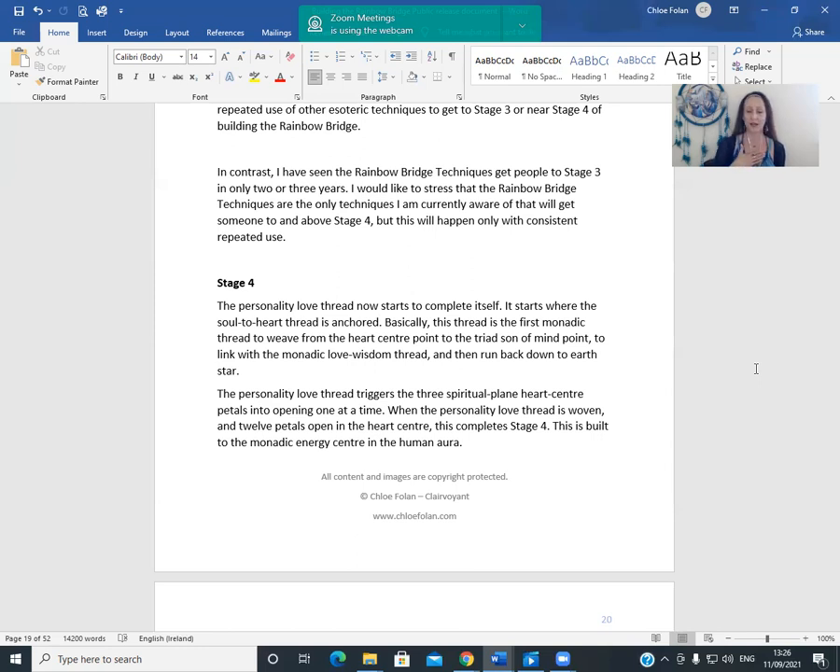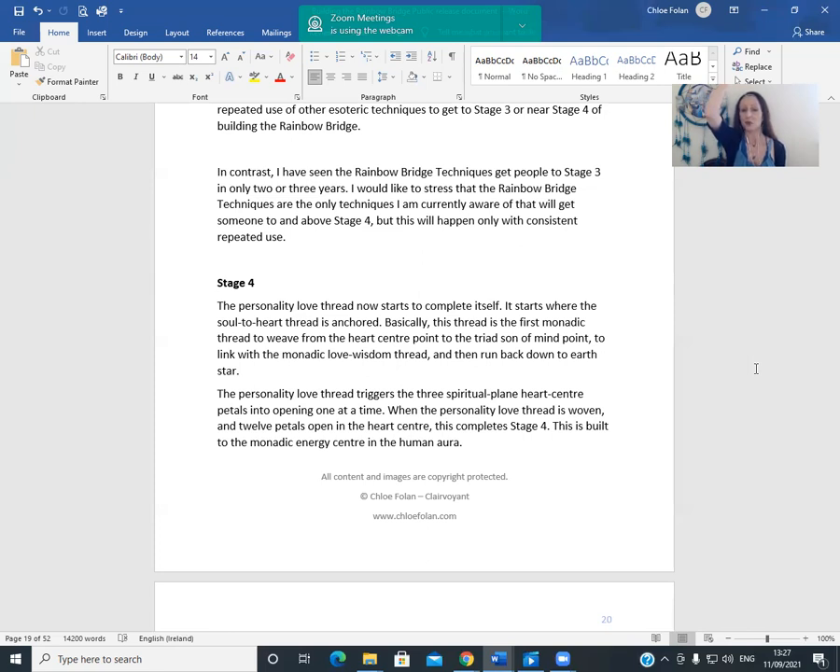So as that thread starts to weave, it weaves up from the heart. It doubles back over the soul to heart thread that was put down at stage 2, the first portion of the life thread. It weaves up that same way, continues up past the soul star, goes through the triad, through the son of mind point in the triad, and continues up to the monad and links with the love wisdom thread in the monadic energy center.